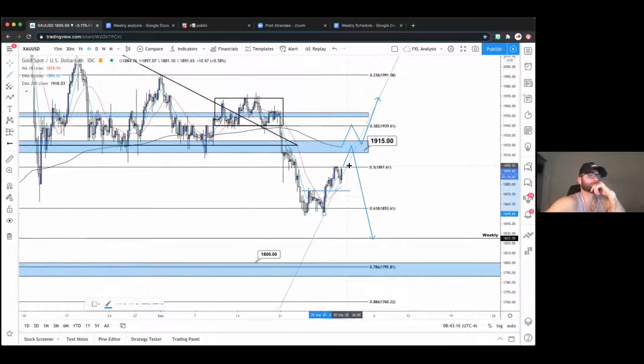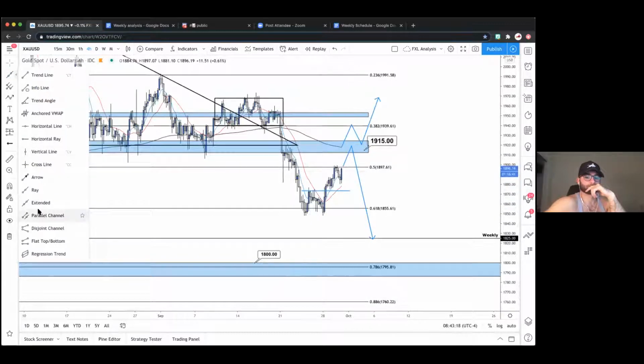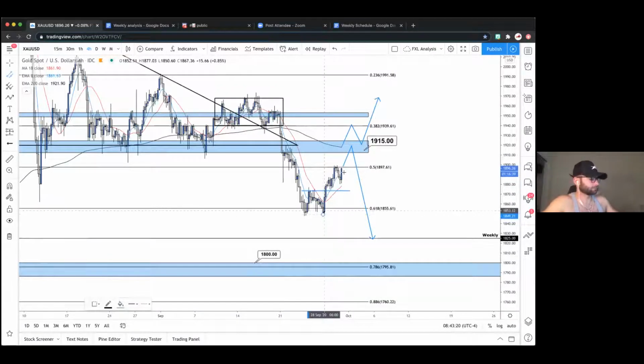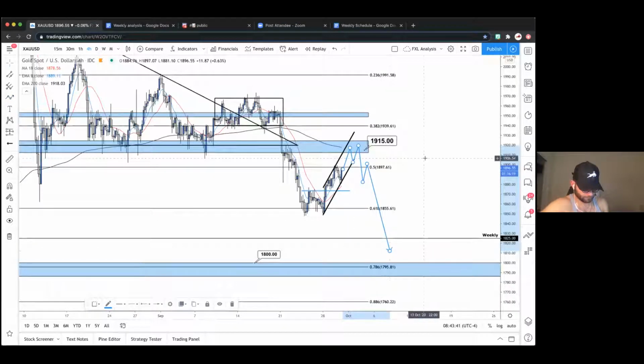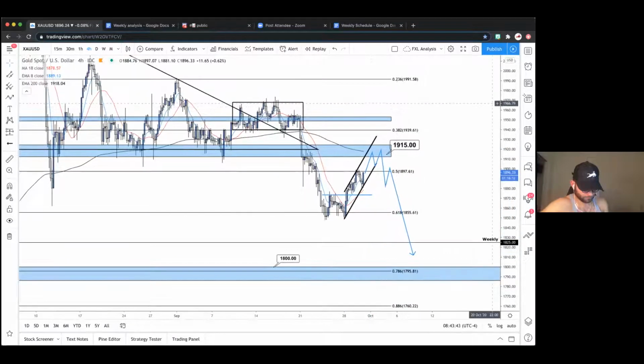So let's say we just channeled this out, so we could clearly see movement of price action here. Let me get rid of this. Okay, so follow me here. Watch, guys. If price action pushes up to 1915, there's a higher low right there. You want to wait until you have a break of a higher low, enter on a lower high, and then target lower.